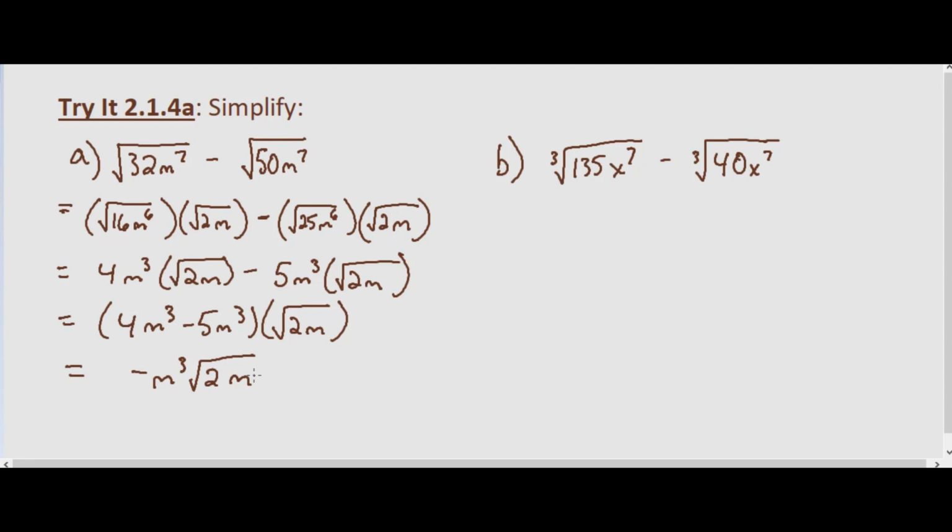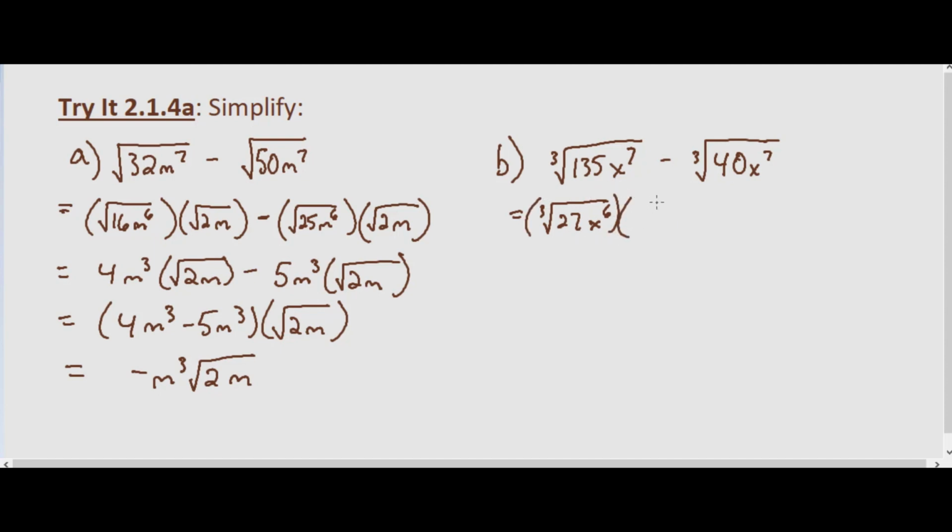Similar process with part B. It might be a little bit more difficult to recognize what the largest perfect cube is that's a factor of each value. But we're given the cube root of 135x to the 7th minus the cube root of 40x to the 7th. So if we looked at all of the factors of 135, we would see that 27 times 5 is 135. 27 is a perfect cube, so we're going to have the cube root of 27. And then again, we want what's the largest exponent less than 7 that is a multiple of 3? That would be 6. So cube root of 27x to the 6th.